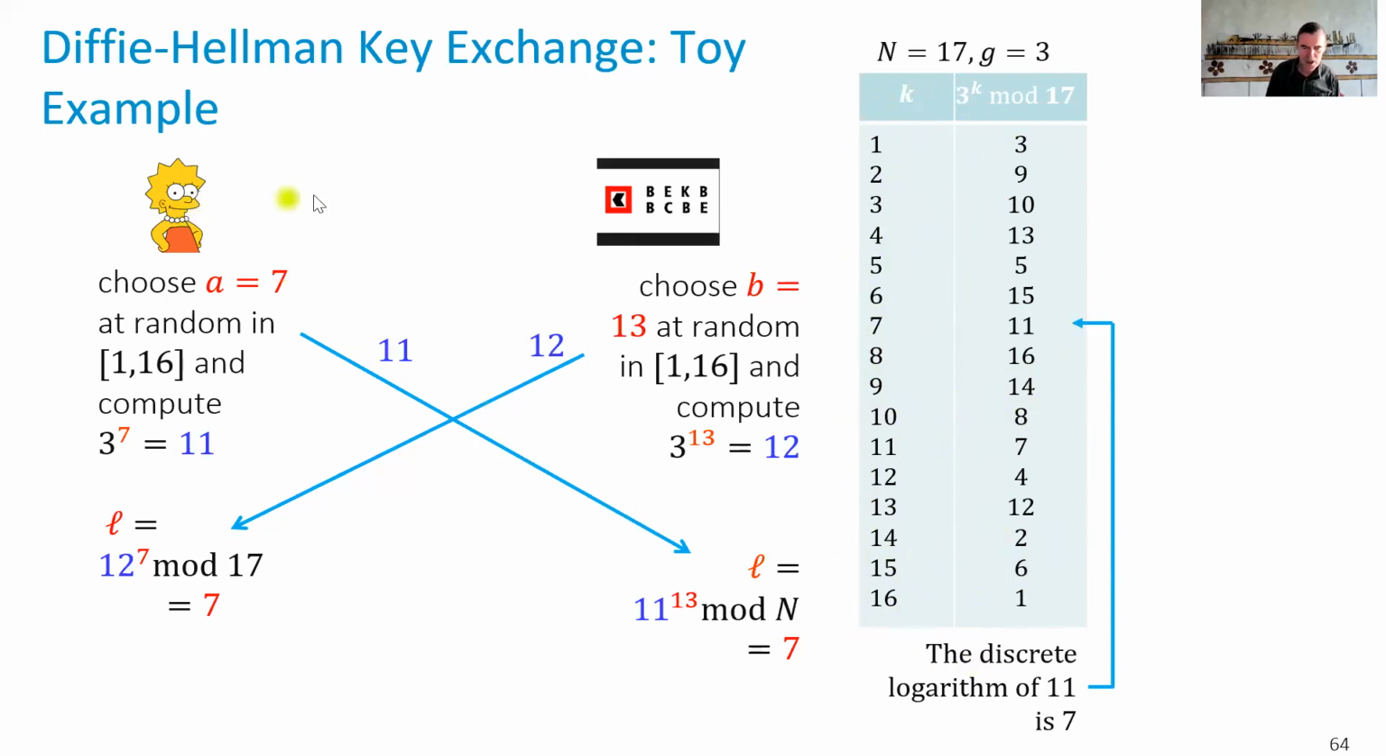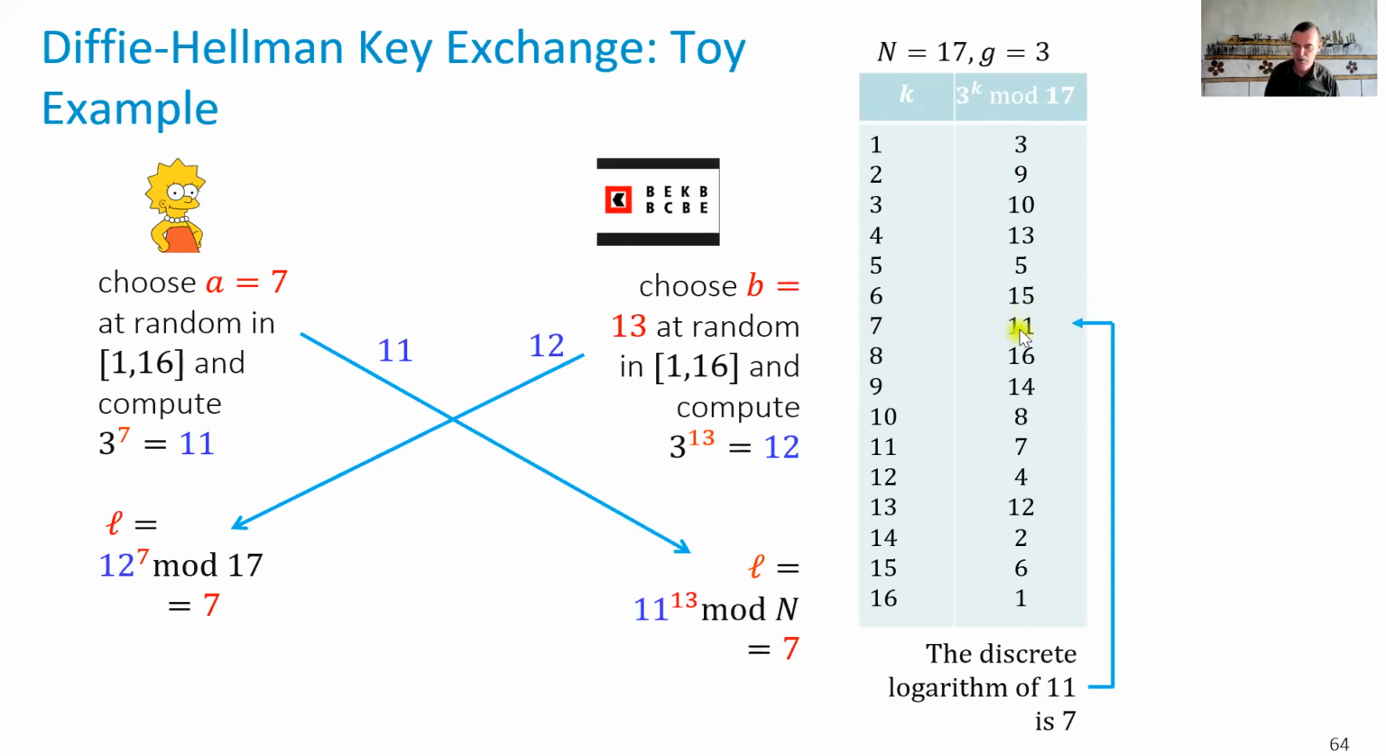So when Lisa and the bank want to agree on a secret key, Lisa chooses at random a number in this list here. For example, here, Lisa has chosen 7. But instead of sending this number encrypted, like we did before when we used RSA to provide the hybrid cryptography key system, instead I will send the generator to the power of my random number. So I will send 3 to the power 7. So Lisa has chosen 7, but sends in the clear 11.